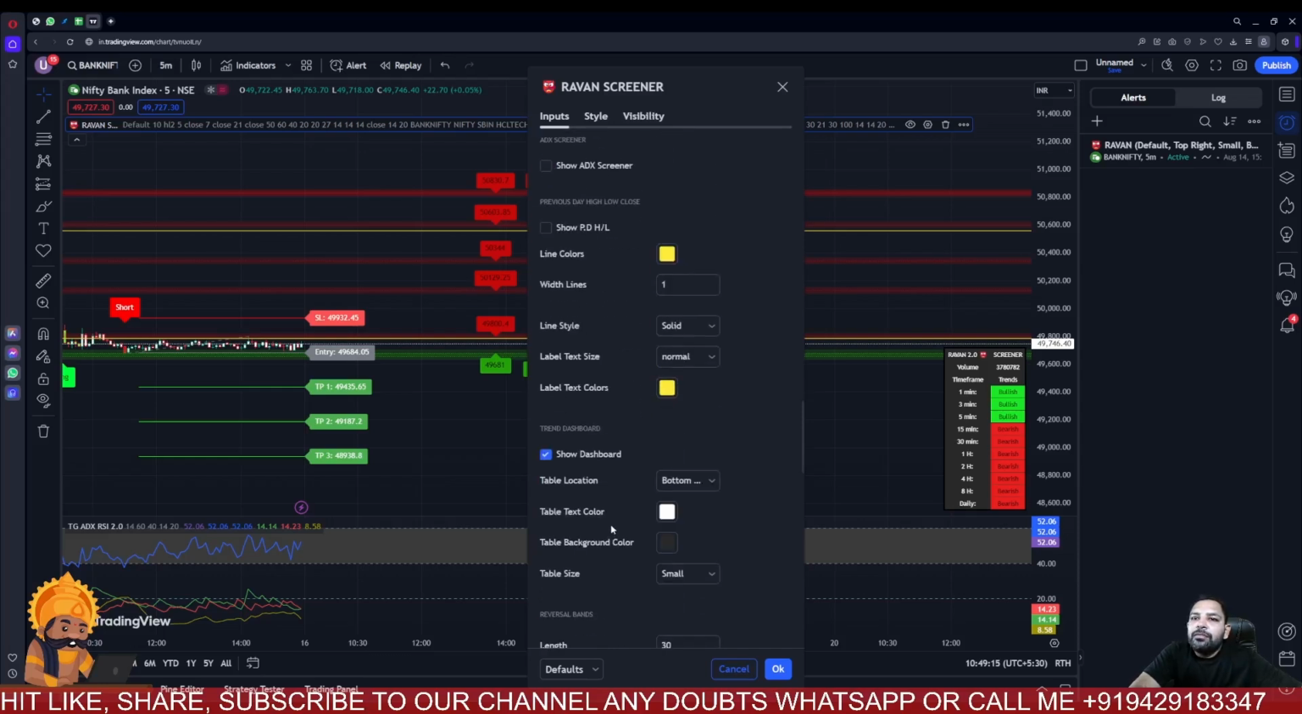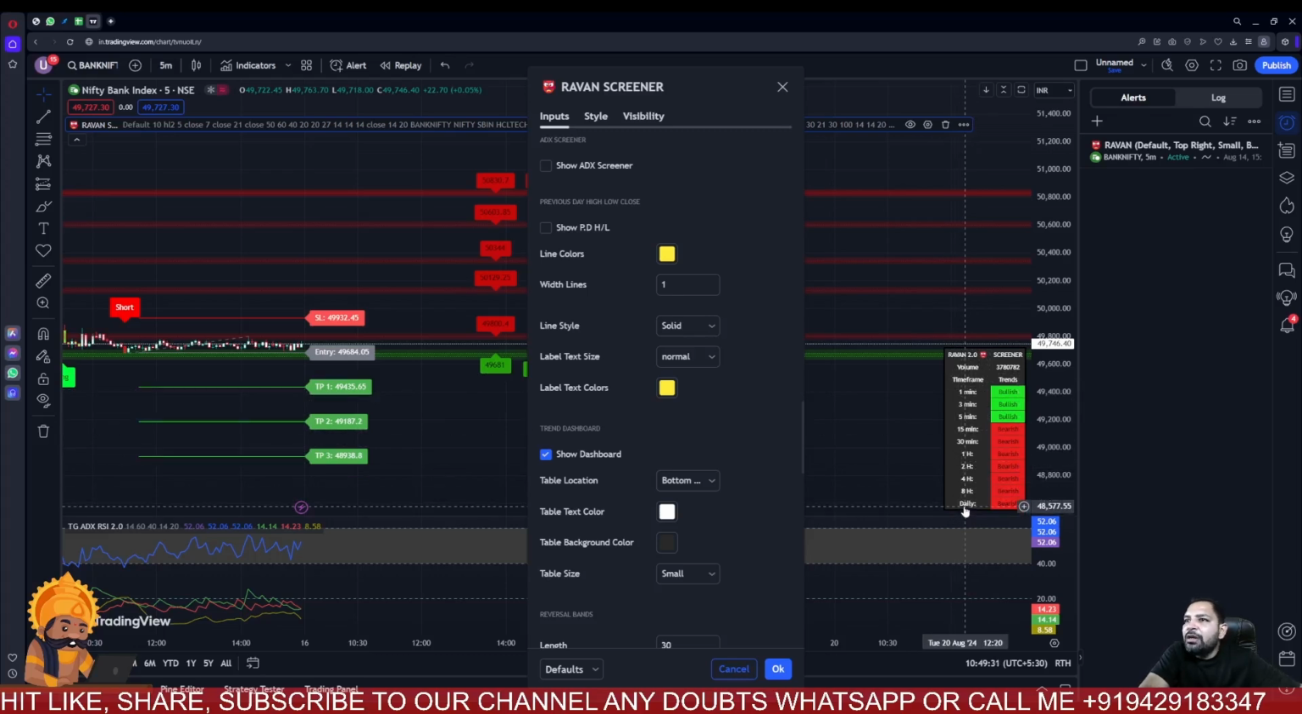Okay, next is show dashboard. You can see the dashboard table over here of the Ravan 2.0 screener indicator, right? What this helps with is that it shows you the multi time frame trend from 1 minute to daily basis, and also shows you the volume on the current bar. So this is a trend based indicator, I can say. Whenever you are going into a bearish market or a bullish market, you can come to know using this indicator.